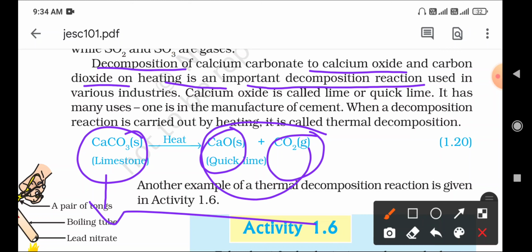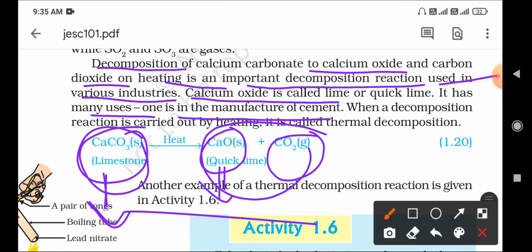Here CaCO3 is called calcium carbonate, and it is also popularly known as limestone. Like calcium oxide is known as quicklime, and calcium hydroxide is popularly known as slaked lime, calcium carbonate is known as limestone. This product is used in various industries. Calcium oxide is called lime or quicklime. You already know that calcium oxide is known as lime or quicklime, and it has many uses.